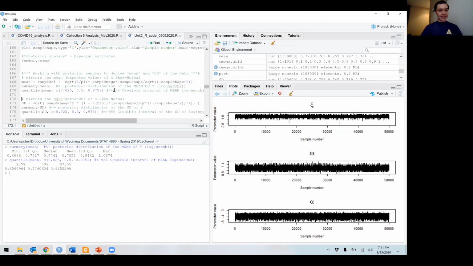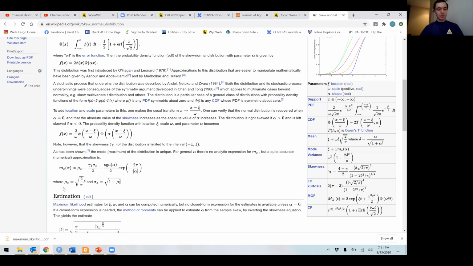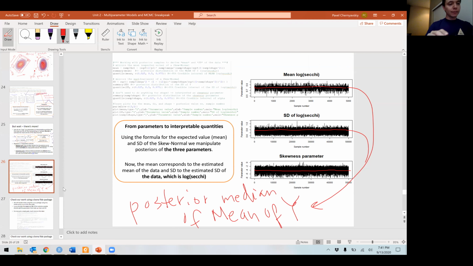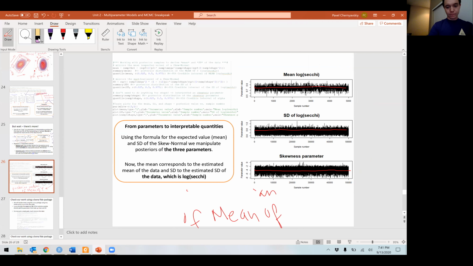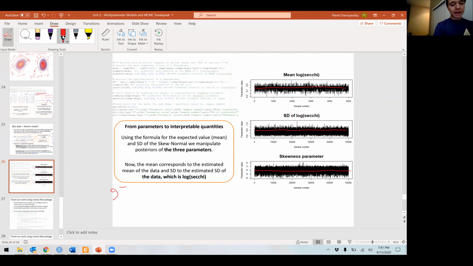I can make the 95% credible interval. Here I'm using the quantile function to make a credible interval for the mean of my data. I am applying it not to C, but the combination of all three parameters that are produced on line 168. So the interpretation of the credible interval is worth writing out. The 95% credible interval, I think I've defined this before, but it's worth redefining. For the mean.